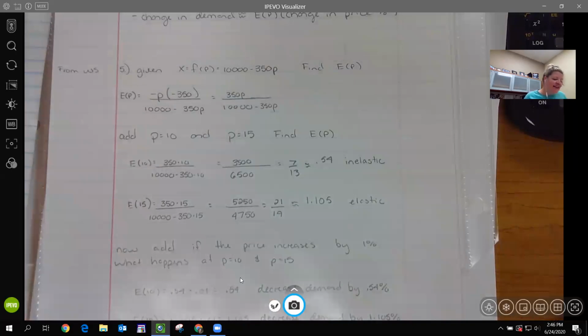I'm inelastic. Can I go up in price and still raise my revenue? Are you still going to lose some demand? But you have a lower percent of demand, so therefore your revenue is still going to be higher. I haven't priced people out yet.